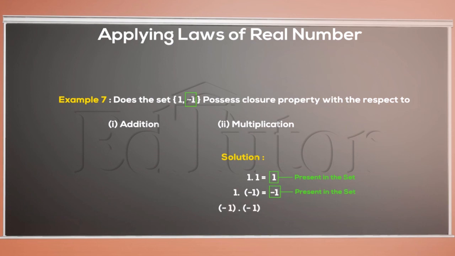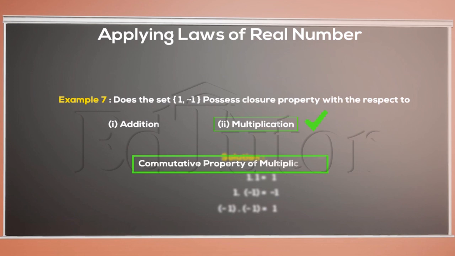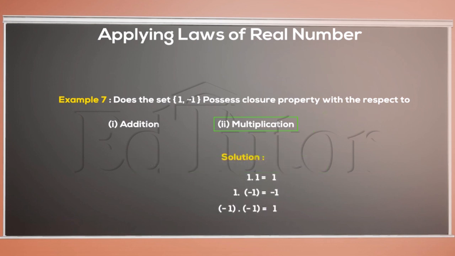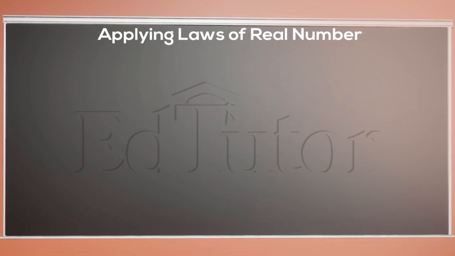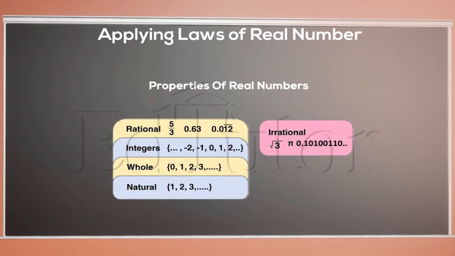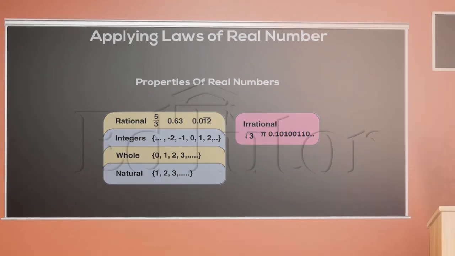Finally, let's try -1 and -1. We get +1, and hence proves this set follows the commutative property of multiplication. We can also say that this set is closed with respect to multiplication, since none of the products lie outside the given set. And with that, we have wrapped up the properties of real numbers.